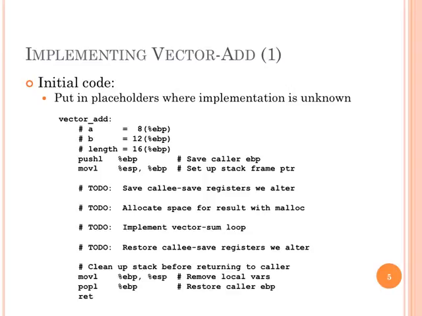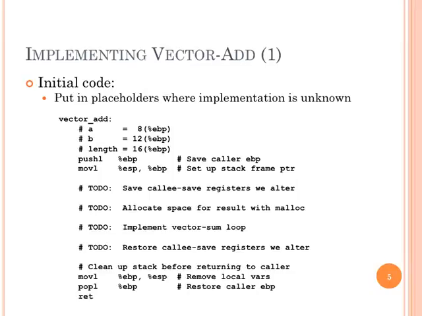Document. I have my function name, I have my arguments where they are, and then I have various placeholders saying what steps I need to go through. And some of these things will always be here. You can see that we have our common preamble where we push EBP and then move ESP into EBP. We have a to-do saying, any callee-save registers I modify, I need to make sure I save them. I have stuff that the function does, so allocate space for the result with malloc, implement the vector sum loop. Those are obviously going to vary depending on the function I write.